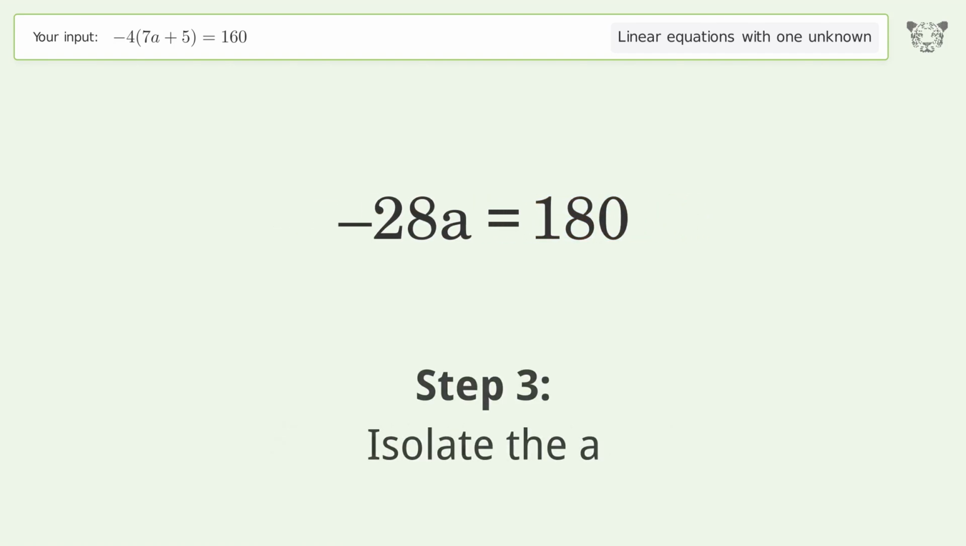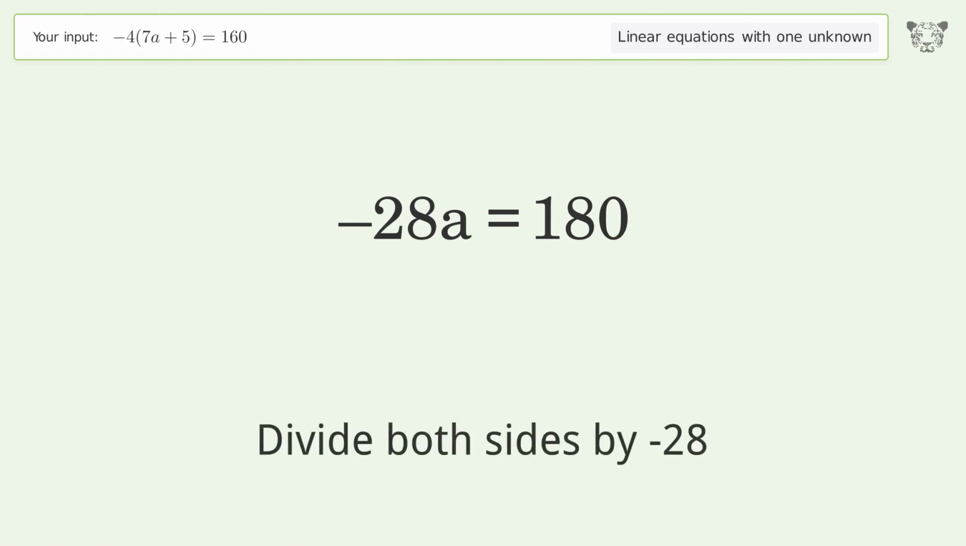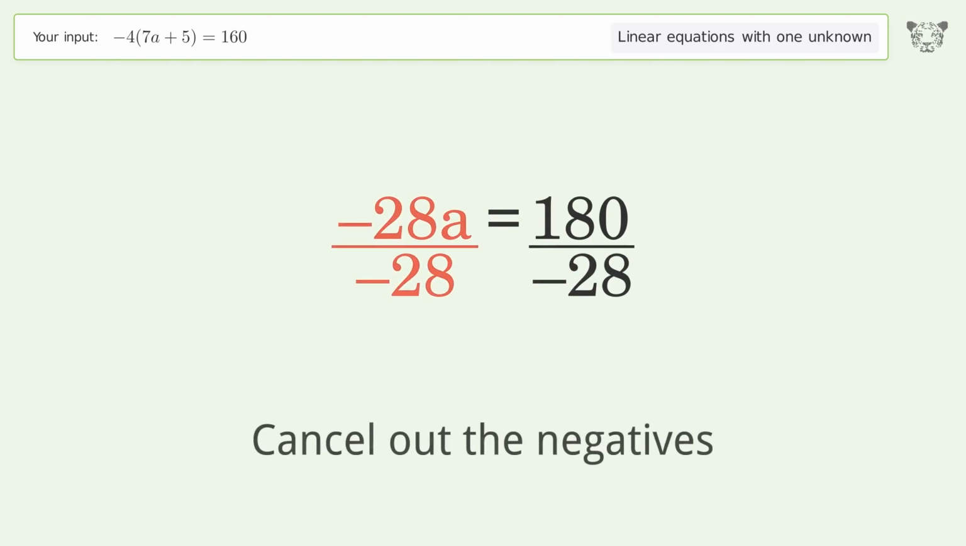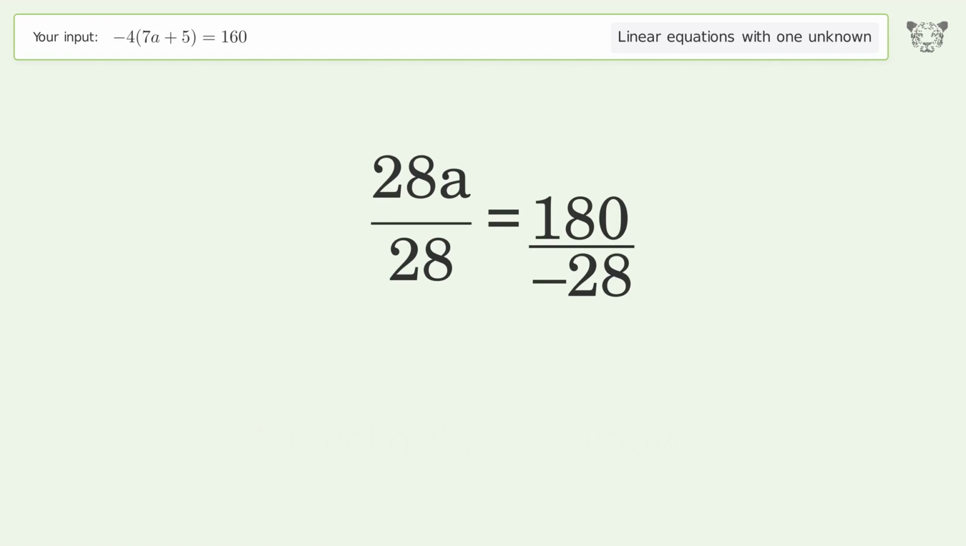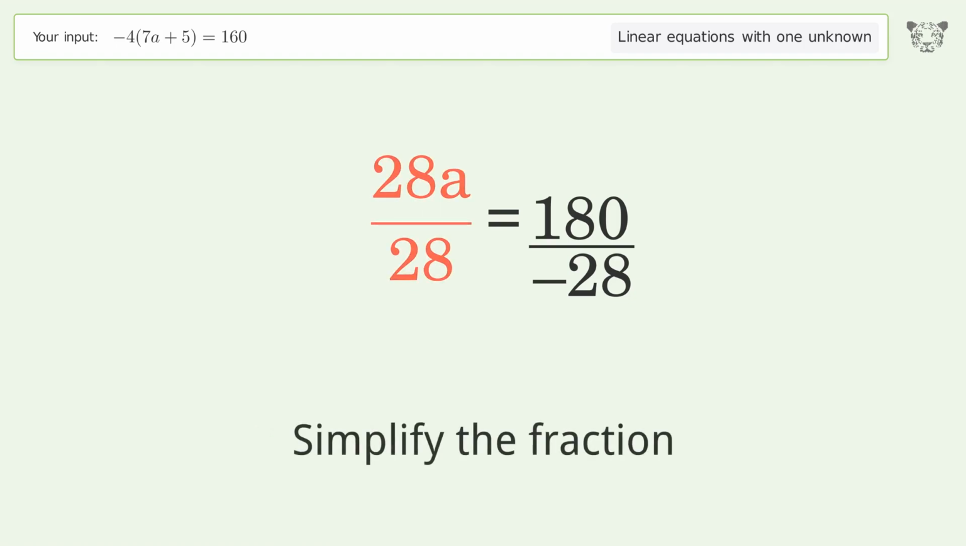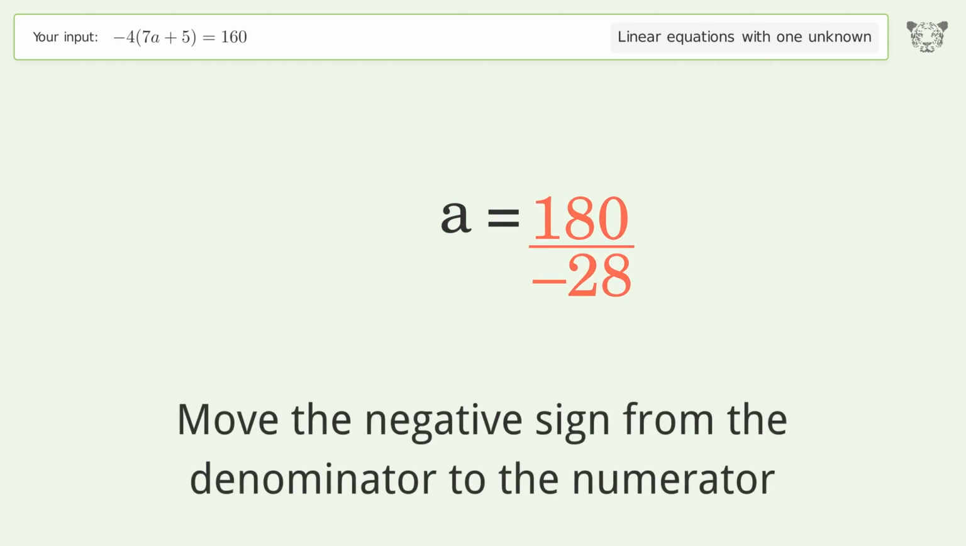Isolate the a. Divide both sides by -28. Cancel out the negatives. Simplify the fraction. Move the negative sign from the denominator to the numerator.